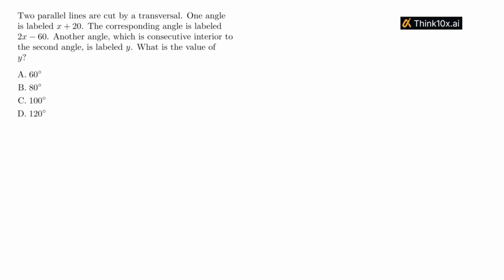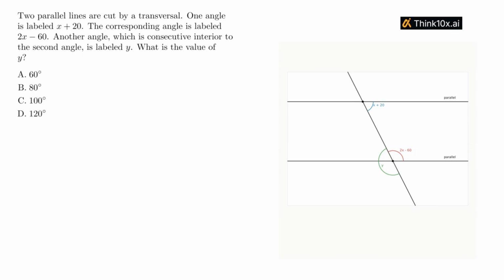We have two parallel lines and a transversal, and three angles described using X and Y. Our job is to use the special angle relationships from parallel lines to figure out the value of Y. Let's keep the answer choices in view so we can match our final Y value. Let's use a simple diagram to make the relationship easier to see. Start with the easiest relationship. Corresponding angles are equal when the lines are parallel, so the angle labeled x plus 20 must be the same size as the angle labeled 2x minus 60. This equation comes directly from the corresponding angles being equal.